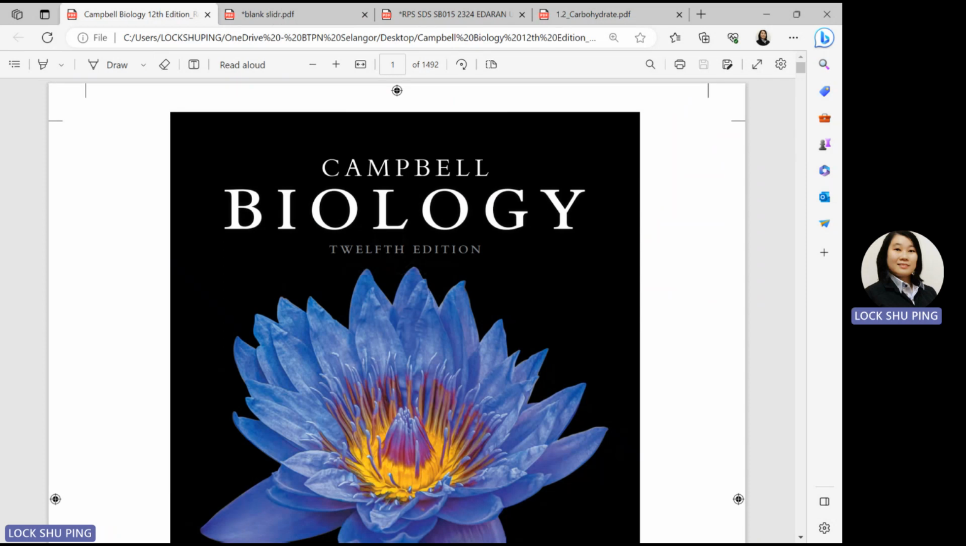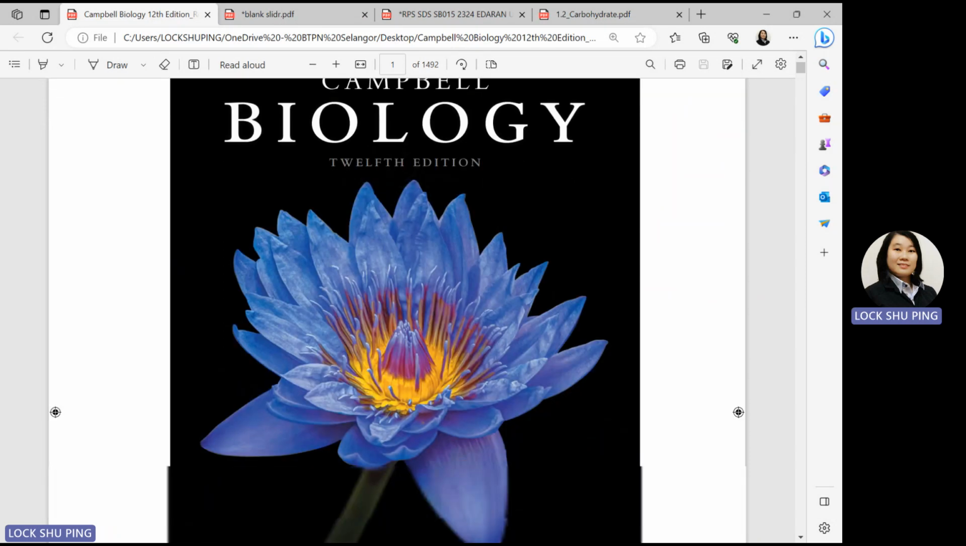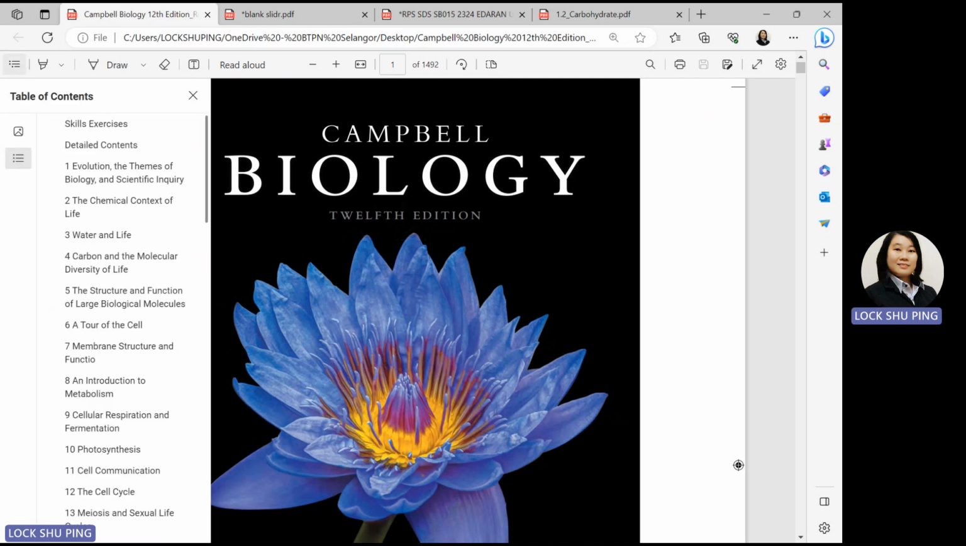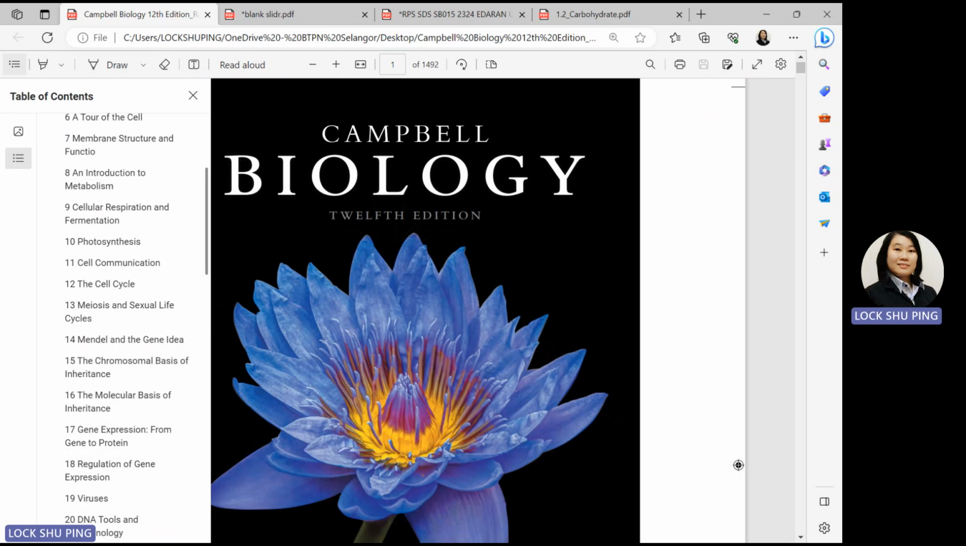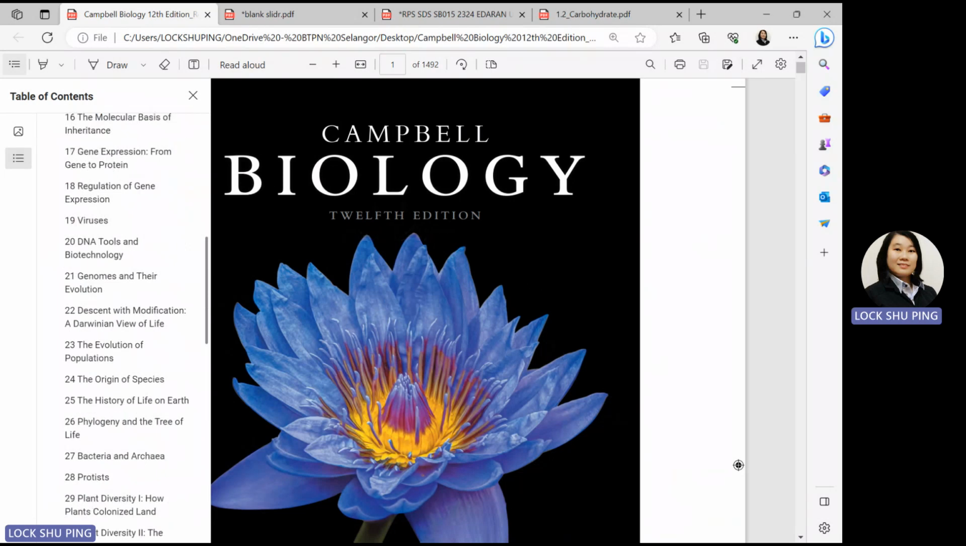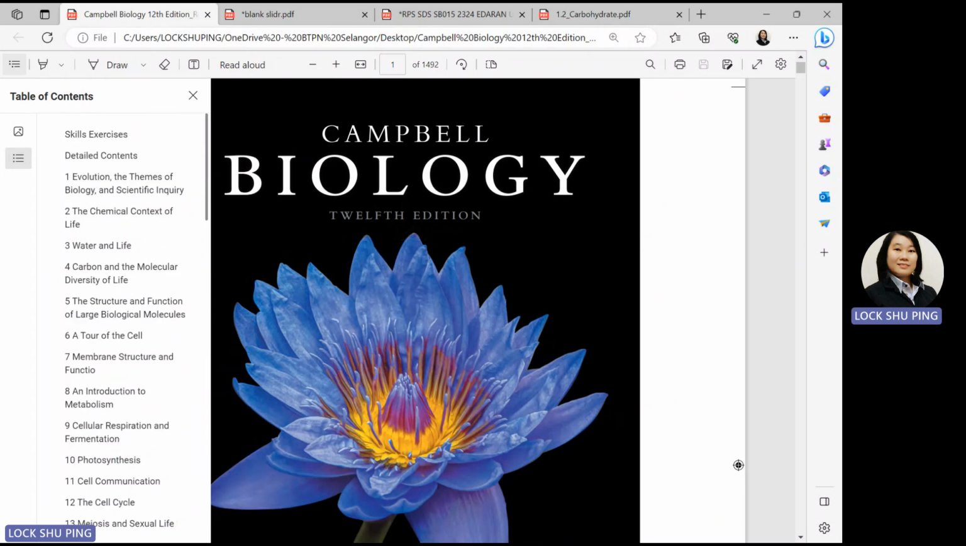So how do you use the Campbell Biology to find all these molecules? First, open up the Campbell's in your reader. Any kind of reader can also. Then turn on the bookmark. Okay, turn on the bookmark. You're going to see a list of contents. This is all the chapters found inside the main reference.